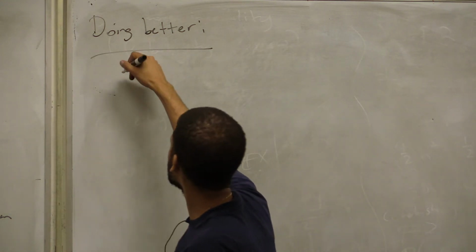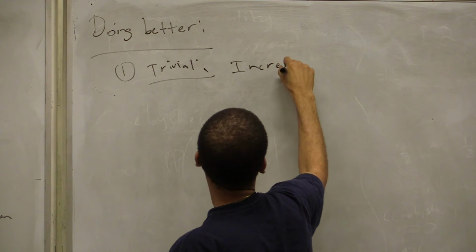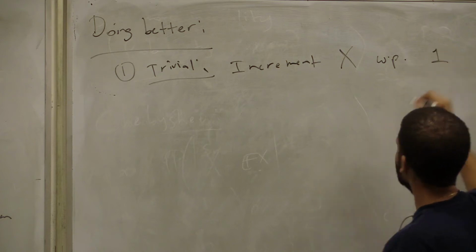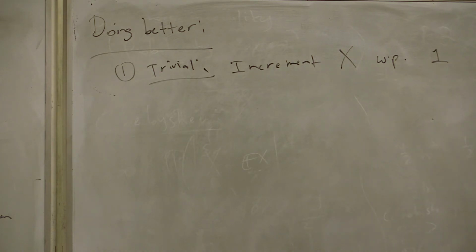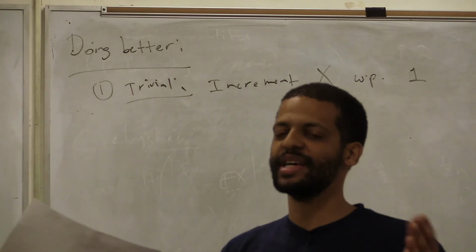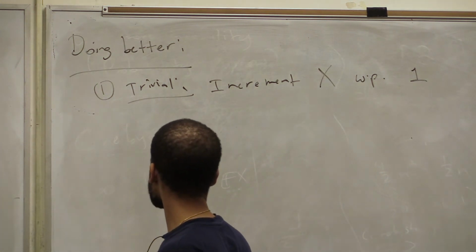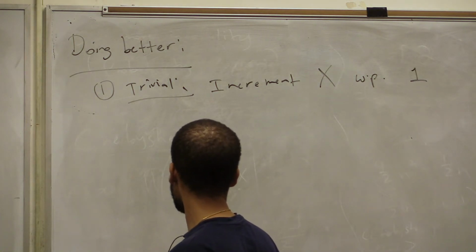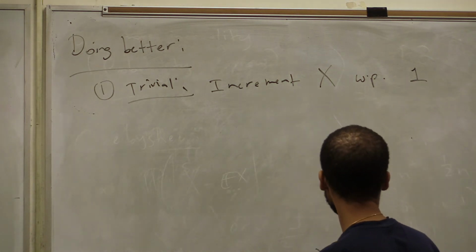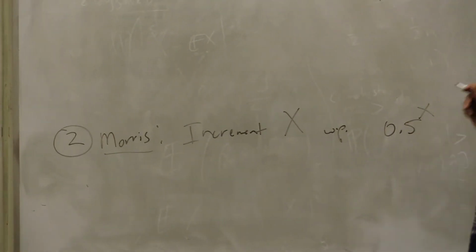So, there are a couple of algorithms. One is the trivial algorithm, which is you increment x with probability 1. So you store this counter x. Whenever someone says increment to n, you increment x with probability 1. So x is, in other words, just a counter that stores n. What we did now, Morris's basic approach, is that you increment x with probability 1 over 1/2 to the x.